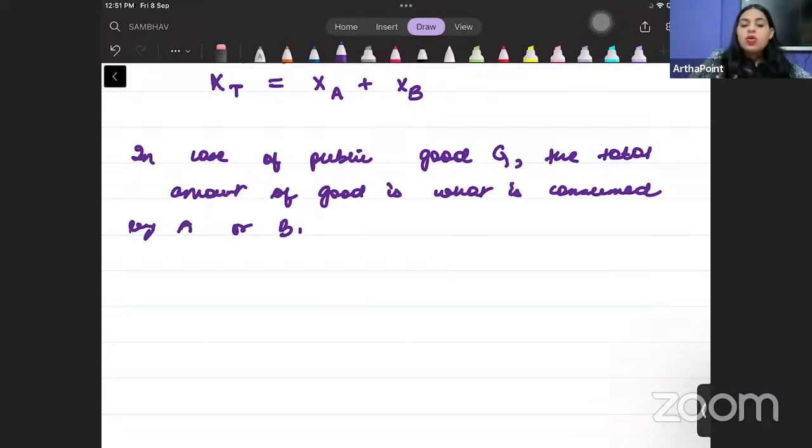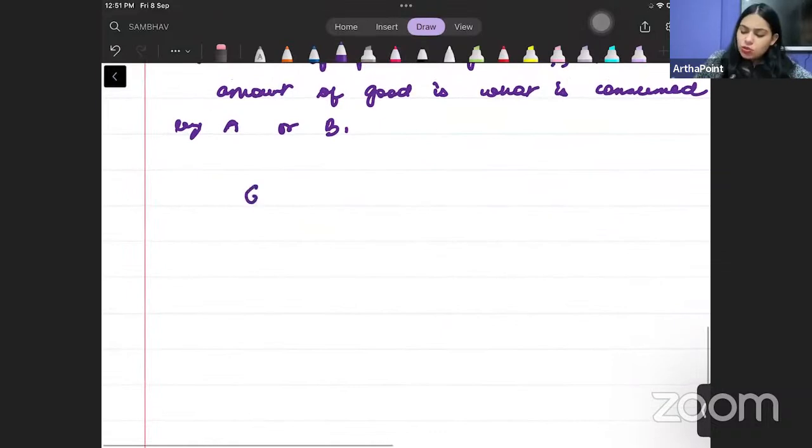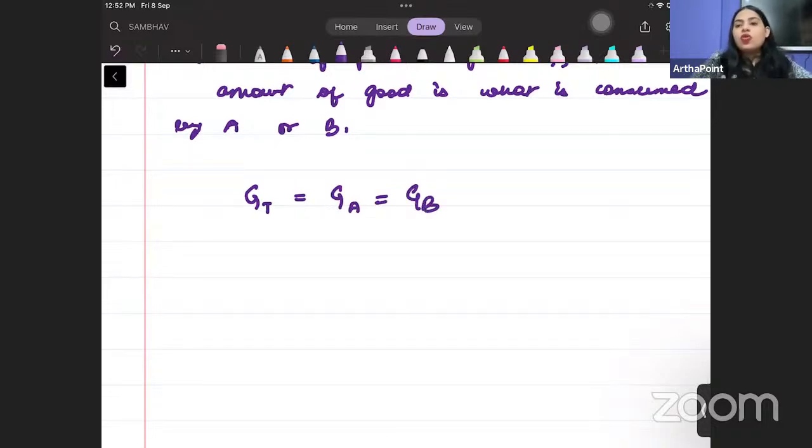I am also consuming 1 unit. You are also consuming the same 1 unit. So that 1 unit is what we have with us. What you are consuming and what I am consuming, the same is available to the economy as well. So how can I go ahead and say that the total amount of the public good is what is available with A and the same is available with B. I hope this is clear to you. Okay, let's write down some examples.